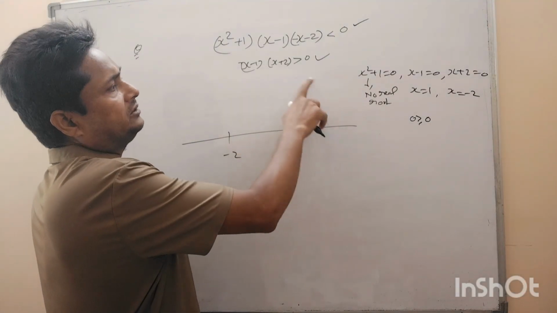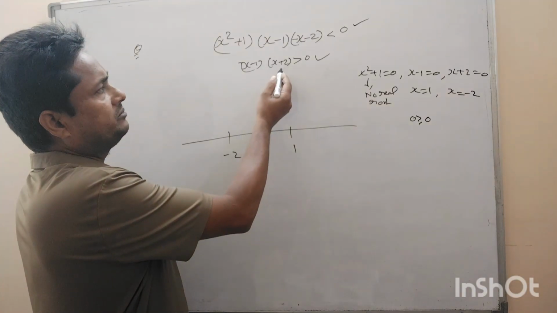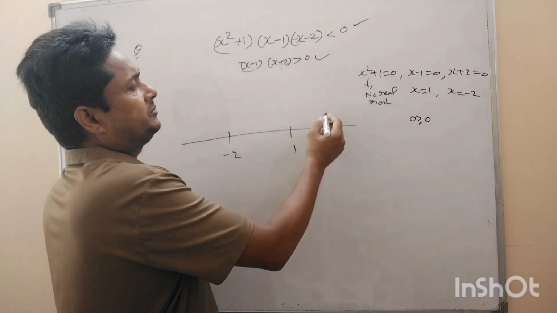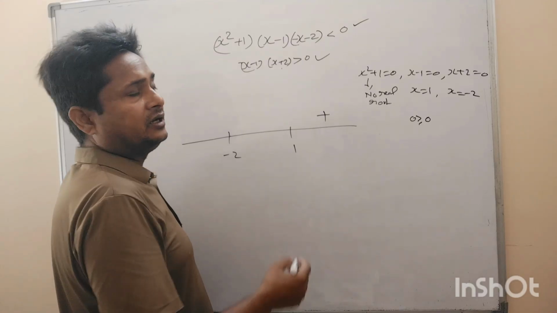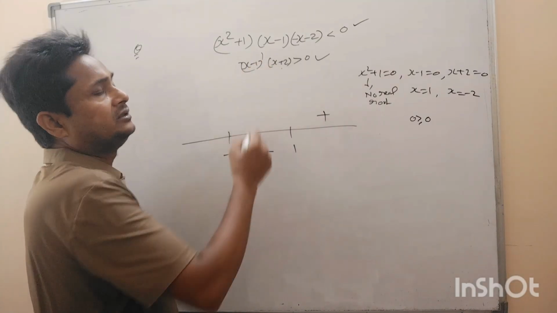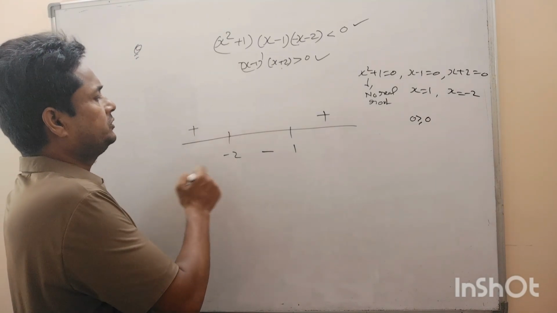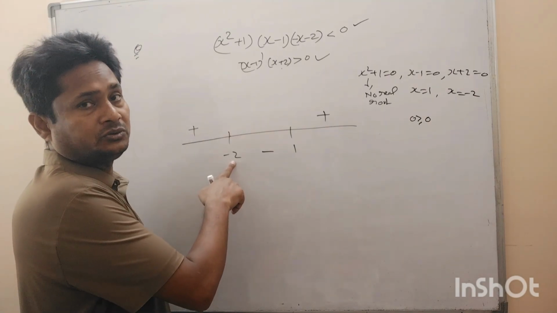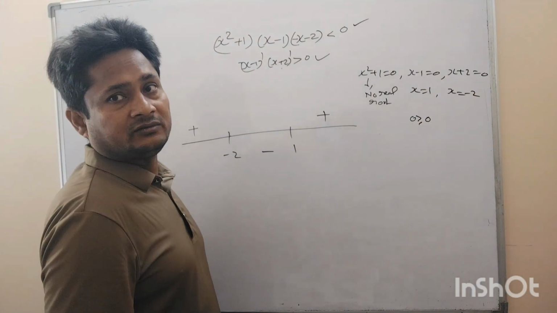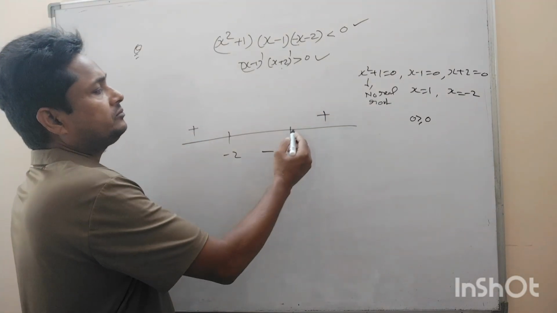Now mark the roots on the number line. So what will the roots be? Minus 2 and 1. So these are the roots. Now take a plus sign here, and after that here it will be a minus sign because here the power is odd power. Again here the sign will be positive because the minus 2 root came from this factor, and this factor has what power? Odd power. So the sign will again change.